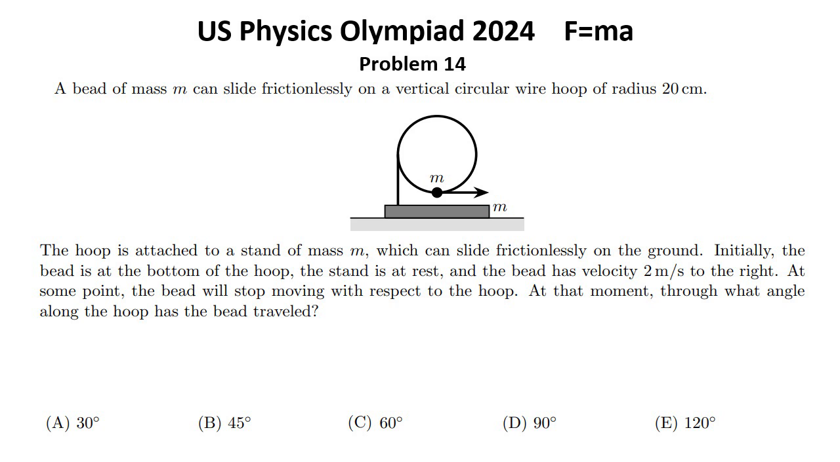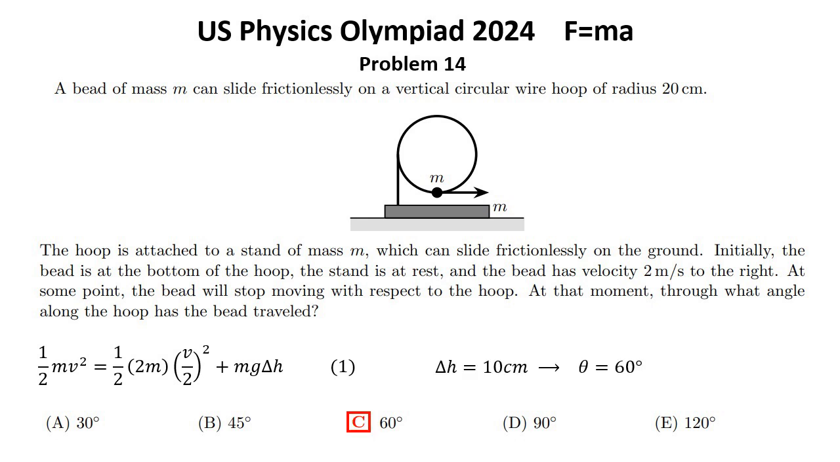Solution to problem number 14. When the bead stops moving with respect to the hoop, they must have the same velocity. By conservation of horizontal momentum, that velocity must be half the initial velocity. Thus, by conservation of energy we have equation 1. Here delta H is the change in height of the bead. Solving gives delta H equals 10 centimeters, which implies the bead slides by 60 degrees along the hoop. This is the answer C, and that was the solution for problem number 14.